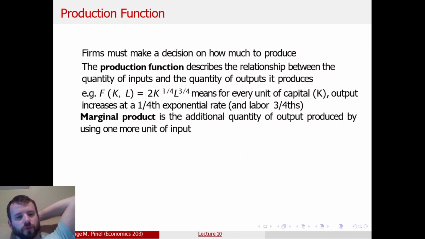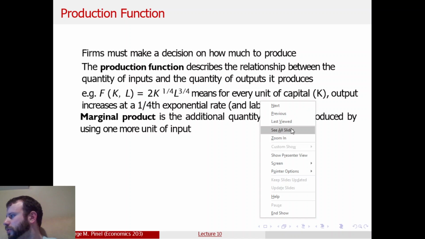Right. So we call marginal product the additional quantity of output produced by using one more unit of input. Okay. So your marginal product, like any marginal variable, remember, marginal means the next additional unit. Your marginal product is the additional output from the next additional unit of capital or the next additional unit of labor.